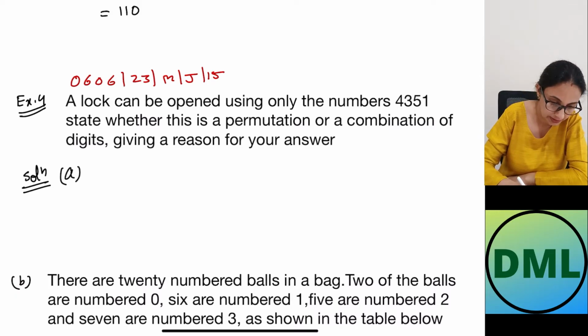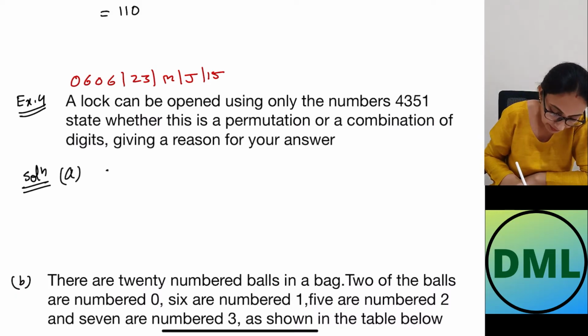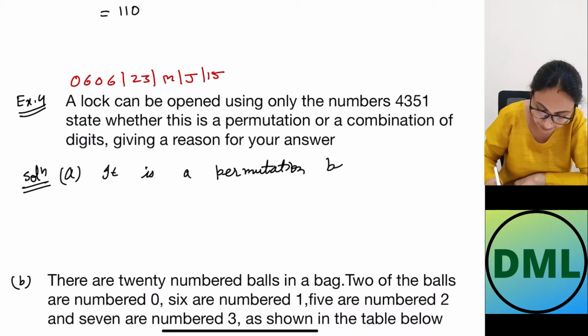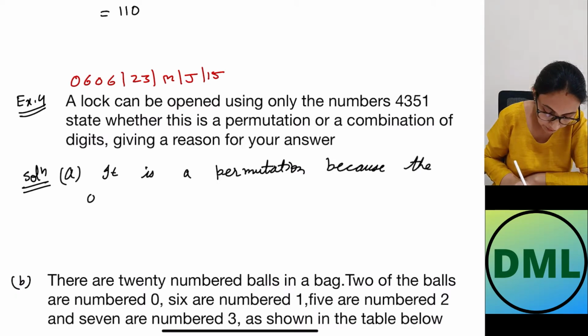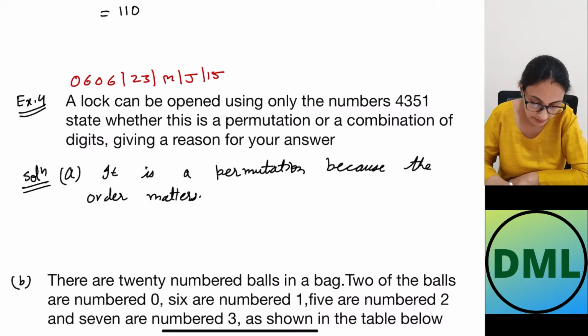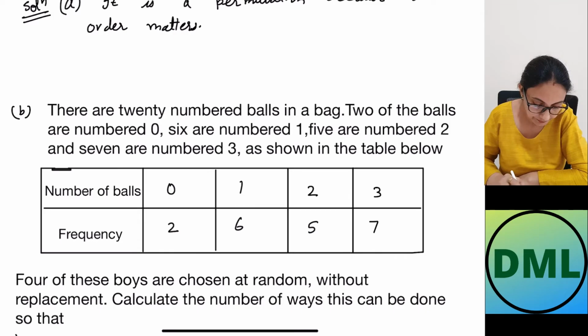So let's write down the answer. It is a permutation because the order matters. That will be your answer. Now let's see the second part.